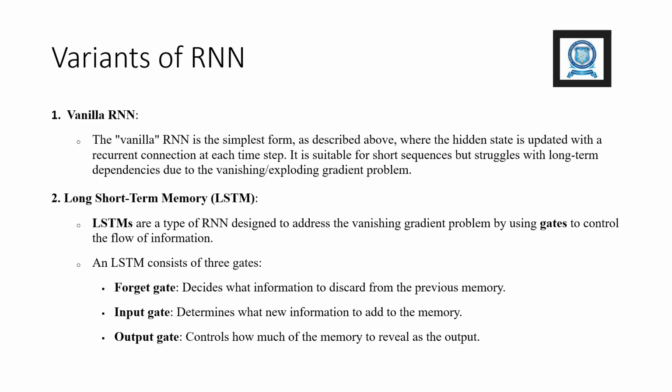Number two, long short-term memory. LSTMs are a type of RNN designed to address the vanishing gradient problem by using gates to control the flow of information. An LSTM consists of three gates. Forget gate decides what information to discard from the previous memory. Input gate determines what new information to add to the memory. Output gate controls how much of the memory to reveal as the output.